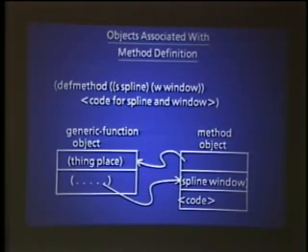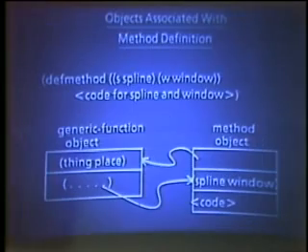So, for example, if we define the method draw on spline and window, we see that two different kinds of objects are created by virtue of the definition of this method. Namely, there's a generic function object which gathers all of the methods that are defined on draw. And there is a method object which has the special code that's good for spline and window. The generic function object combines the information that's in all of these method objects. It's the object whose job is to build the discriminating code which will actually be run to choose the appropriate method code.